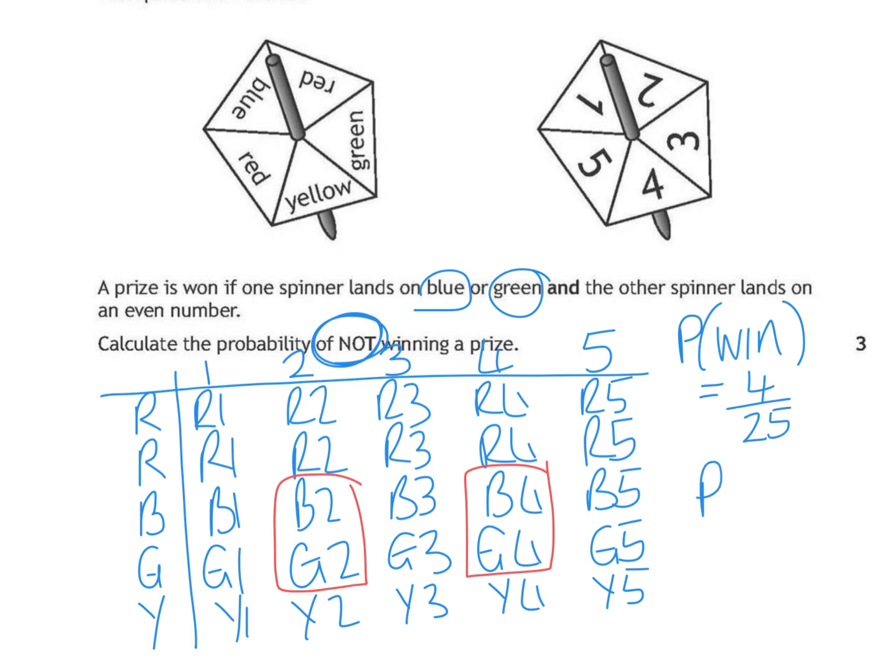So the probability of not winning, so probability of losing, is obviously 25 take away 4, which is 21. So 21 out of 25 chance of losing in this game. Oh, who's read the question? I nearly got that one wrong there.